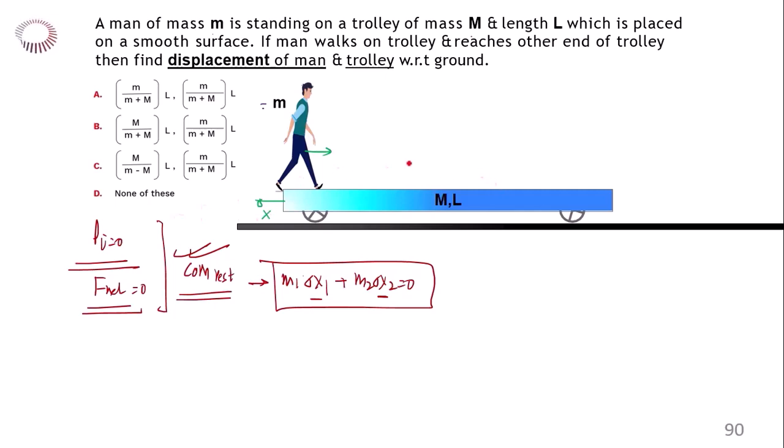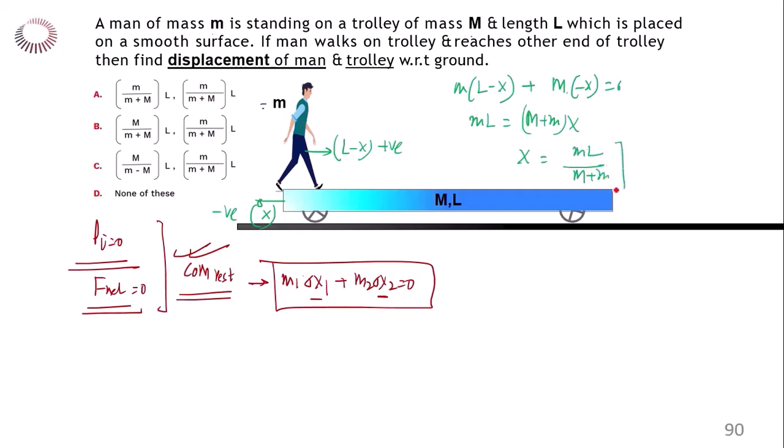Because of the displacement of the trolley, the man has to move by a distance of L minus x, because the trolley is moving in the opposite direction and the man is moving in the forward direction. So the displacement term is m into (L minus x) plus capital M into minus x. Why minus x? Because if I take L minus x as positive, then x will be negative. So ultimately, small m into L equals (capital M plus small m) into x. So x equals small m L divided by (capital M plus small m). That is the displacement of the trolley.